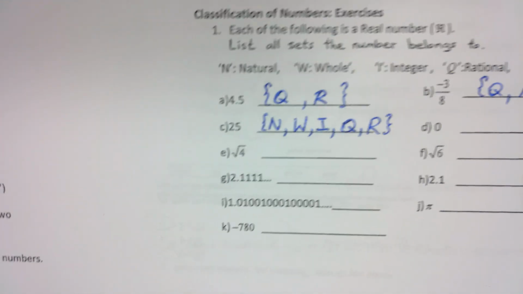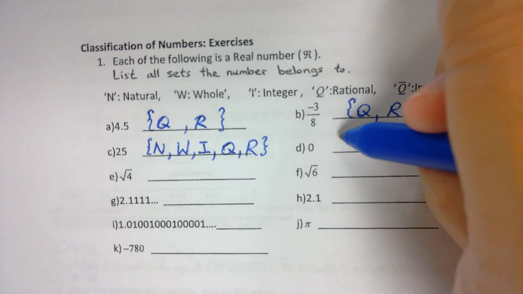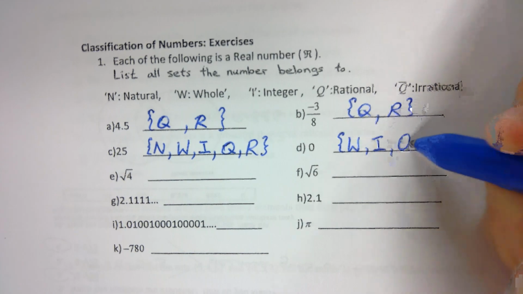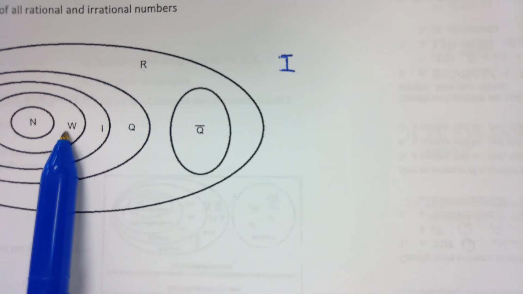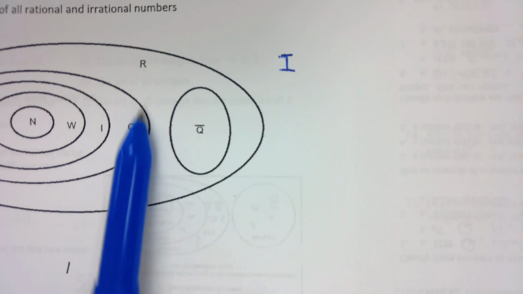Okay, 0. Okay, Derek? Whole, integer, rational, real. Right. Whole, integer, rational, and real. Right? 0 is right here. Notice it's outside of the natural, but it's within all the other circles.